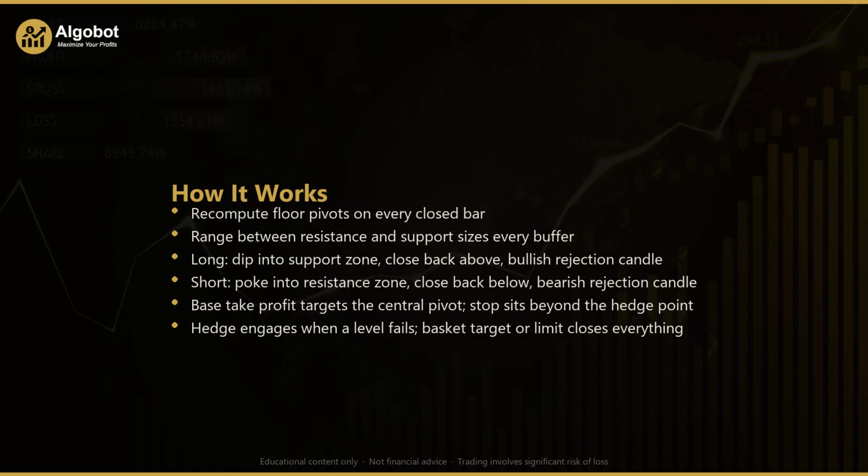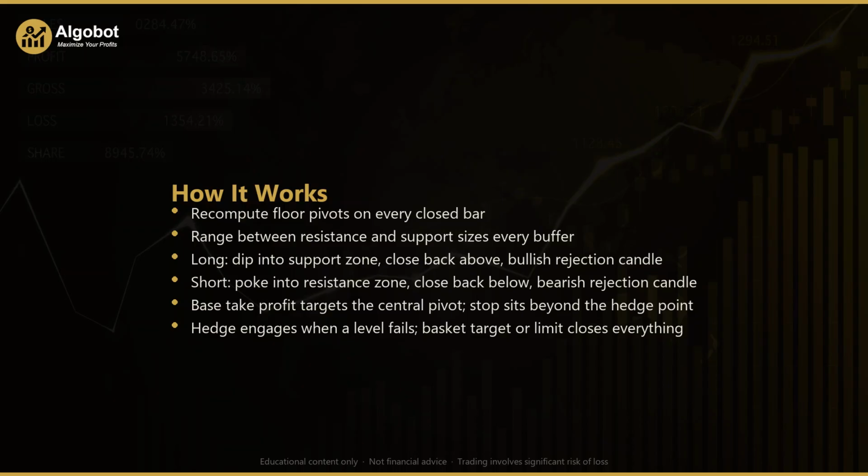The short setup is a mirror image. The candle pokes into the resistance zone, closes back below resistance, and shows a bearish rejection with a dominant upper wick and a weak close in the lower half. When that aligns, the strategy opens a sell. For each base trade, the take profit aims at the central pivot, capturing the mean reversion move back toward the middle. The stop loss is placed a structural pad beyond the hedge point, so the hedge always engages first.